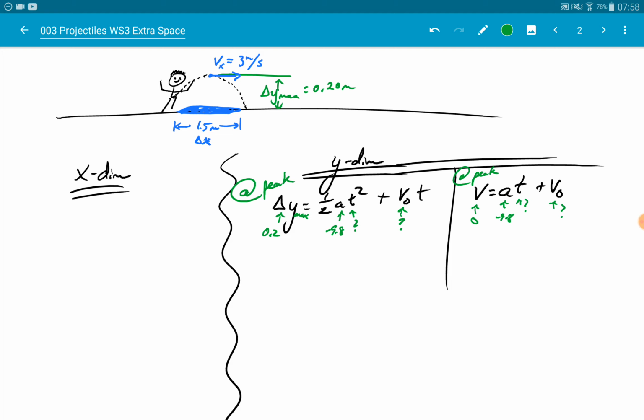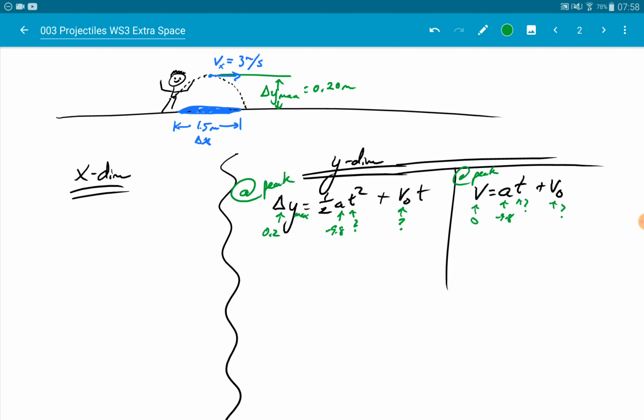So now I look at this and I go, hey, wait, I don't know the initial velocity, and I don't know the time in both of these equations. So I can't solve either one by itself, but two equations with two unknowns, I sure can solve that. So I'm going to go ahead and do that. Let me rearrange this one.